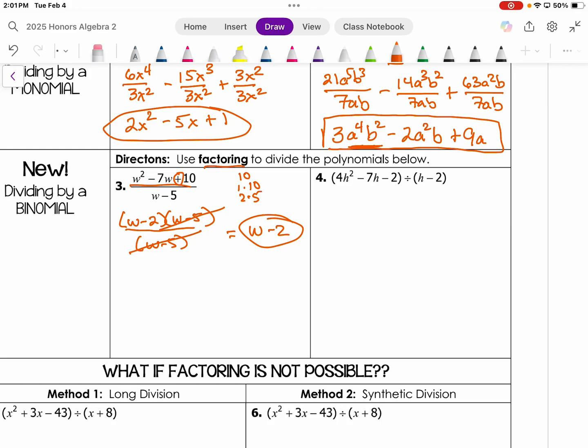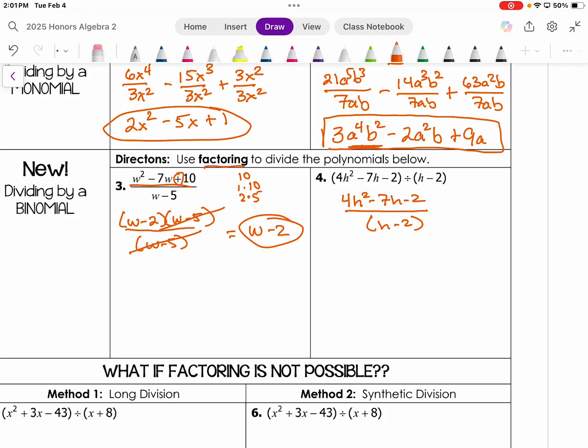So as I set up the next problem, they don't have it set up as a fraction, but they do have it set up with a division sign. So I'm going to rewrite it: 4h squared minus 7h minus 2 over h minus 2. I always like putting parentheses around that bottom when it's a binomial, so I don't make the goofy mistake and start crossing off h's, because I'm not allowed to.